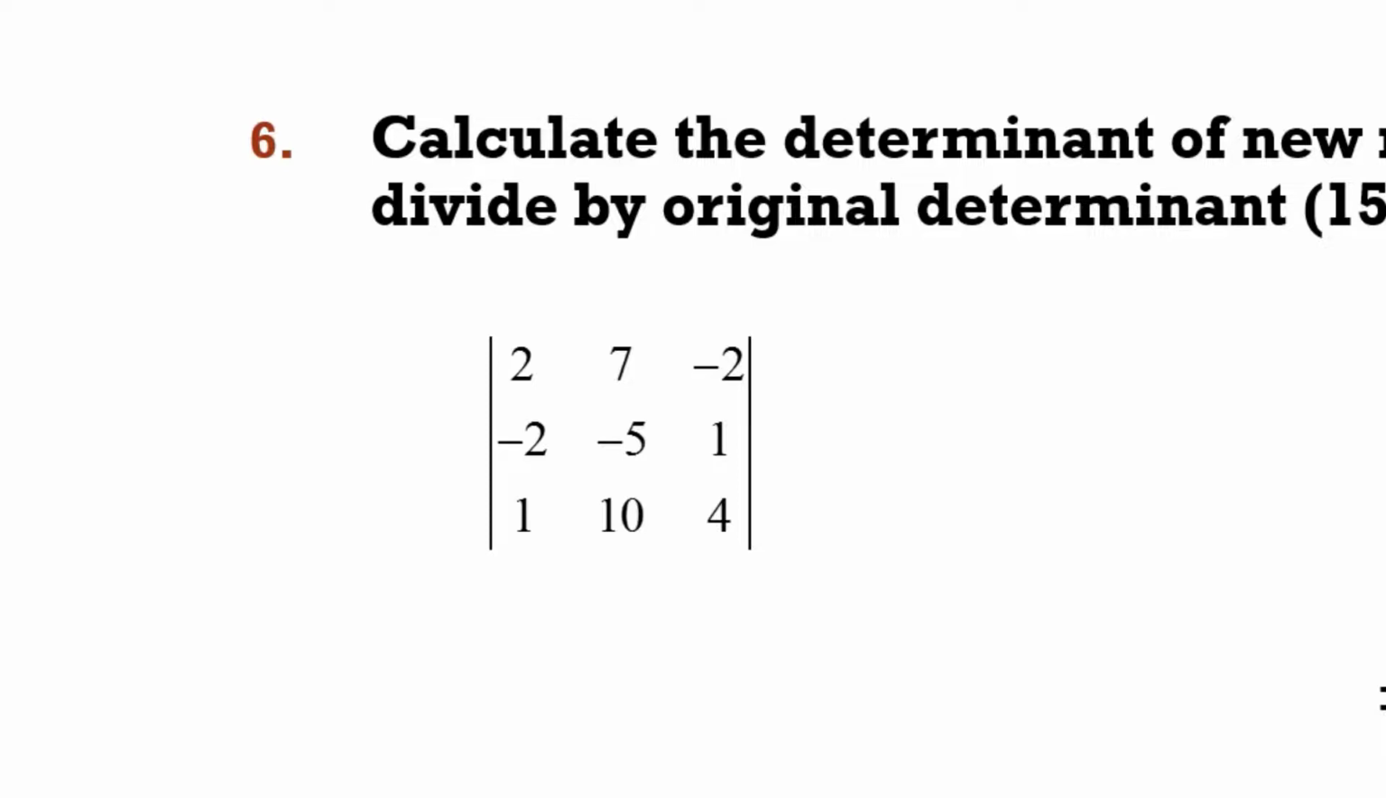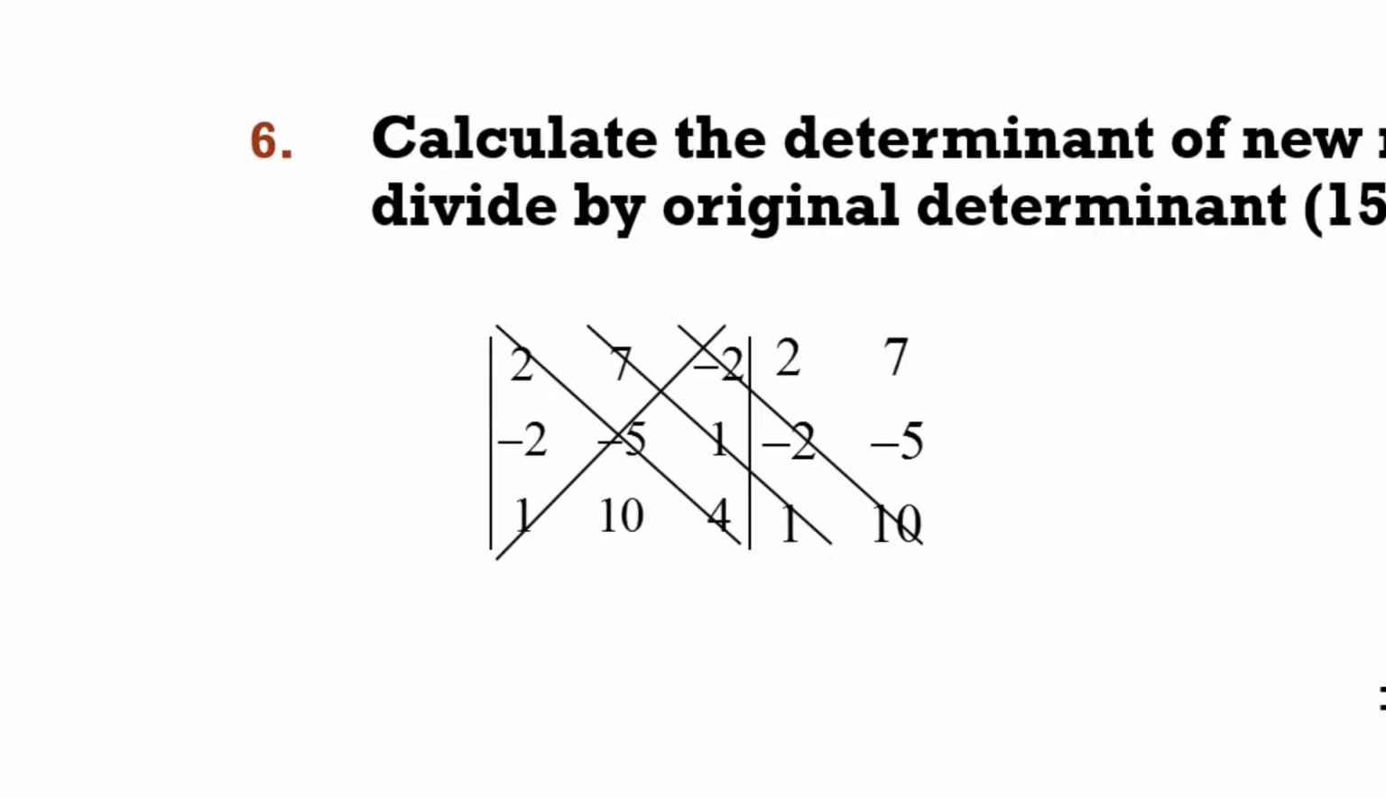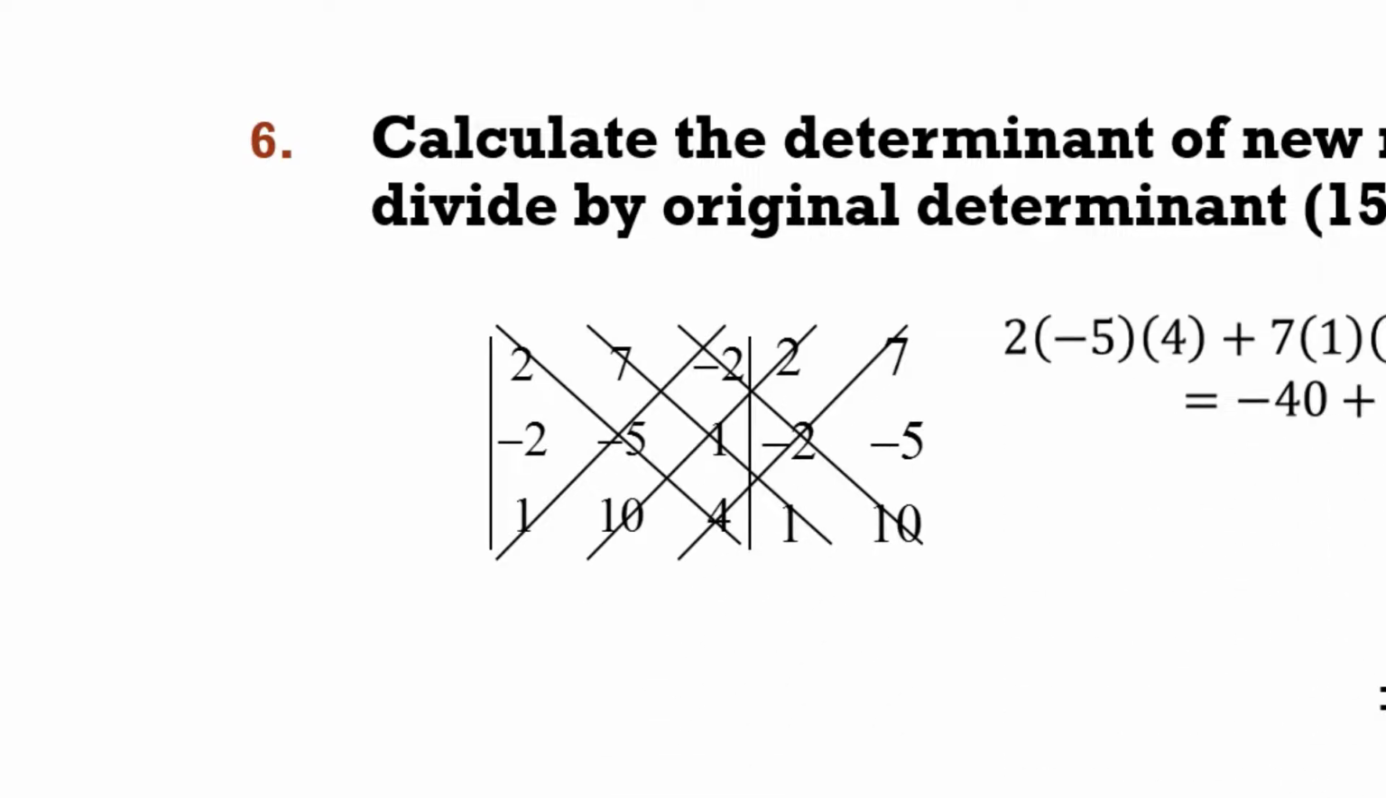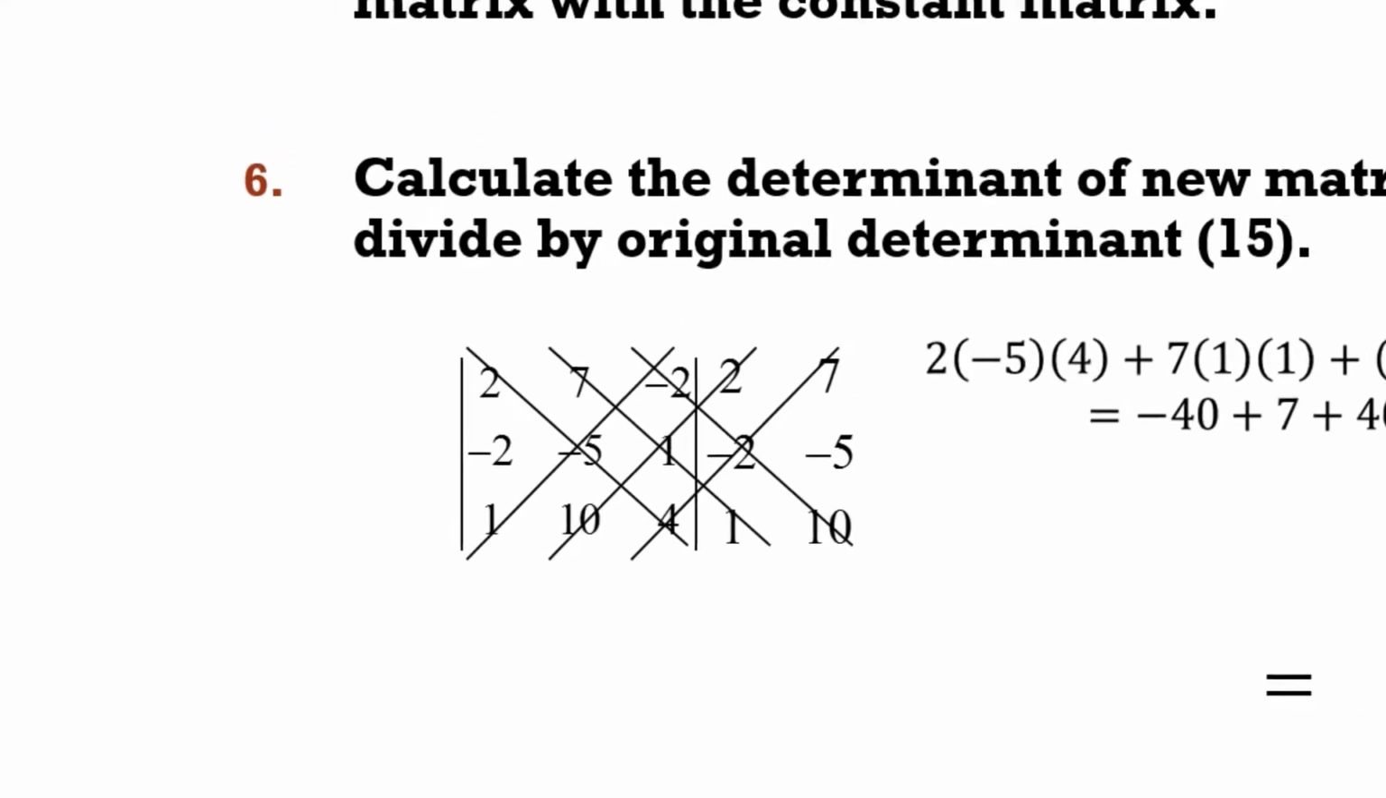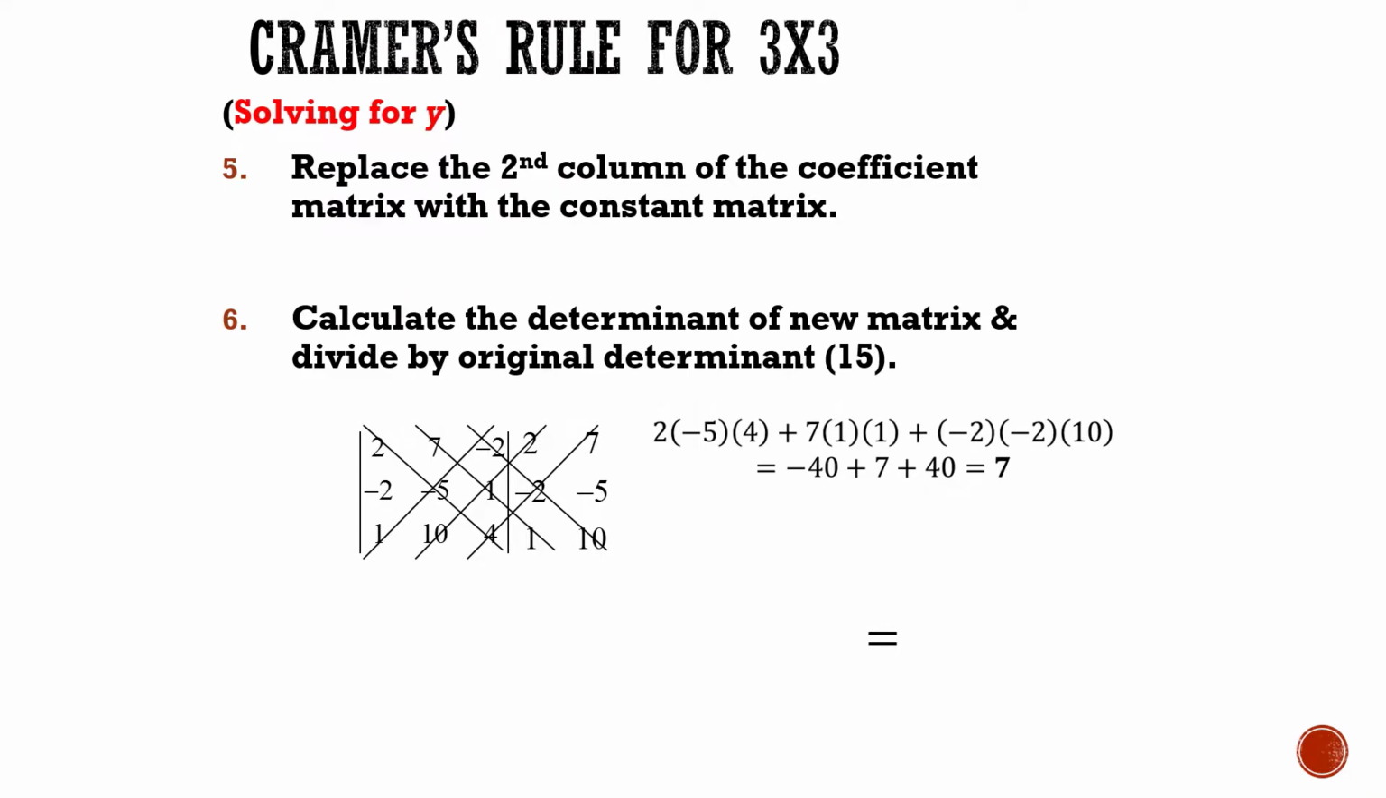Now let's see our leading diagonals. We multiply our leading diagonals. Then we multiply our other diagonals. And so our leading diagonals give us 2 times negative 5 times 4 plus 7 times 1 times 1 plus negative 2 times negative 2 times 10. And when we add, we get 7.